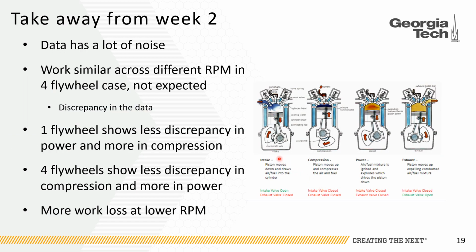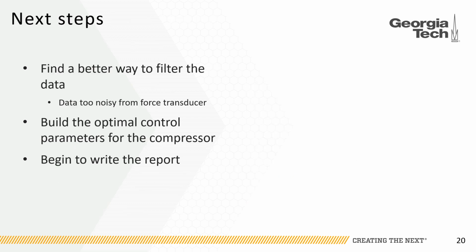Yeah, the data has a lot of noise, and we are currently experimenting with different techniques to smooth it and looking at how that affects the work due to the air. I already mentioned that the 1 flywheel case shows less discrepancy in power, but more in the compression stroke. And the 4 flywheel case shows less discrepancy in compression and more in the power stroke. And there appears to be more work loss at the lower RPM cases.